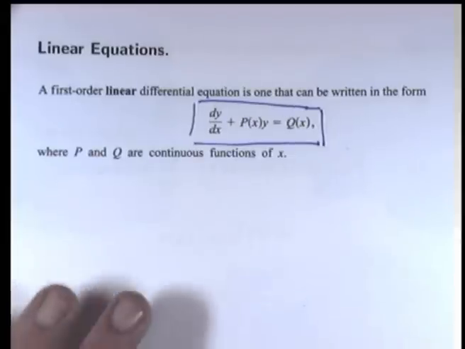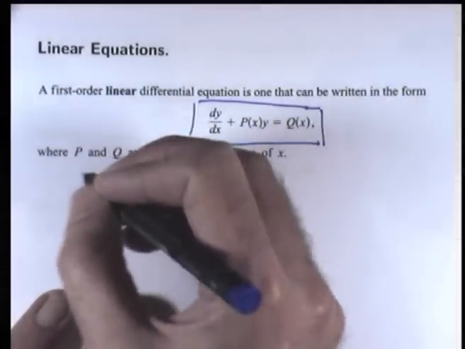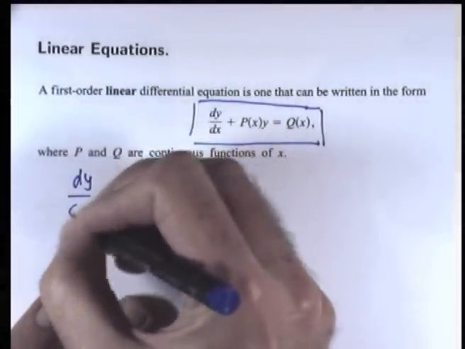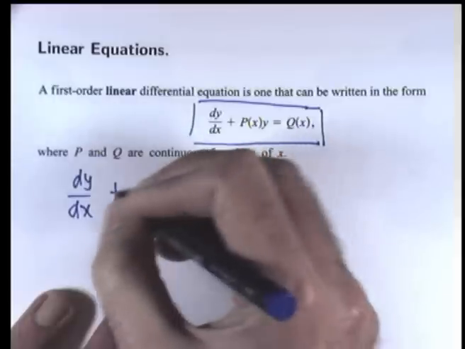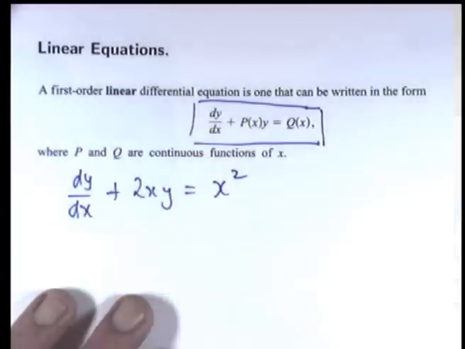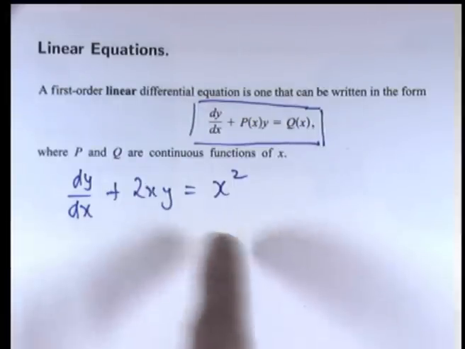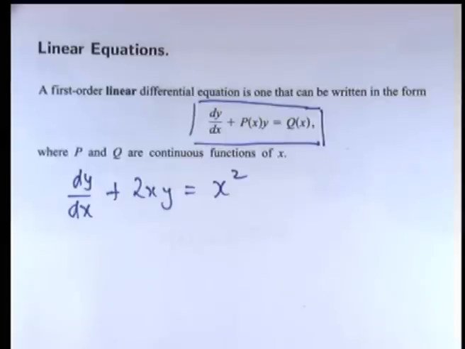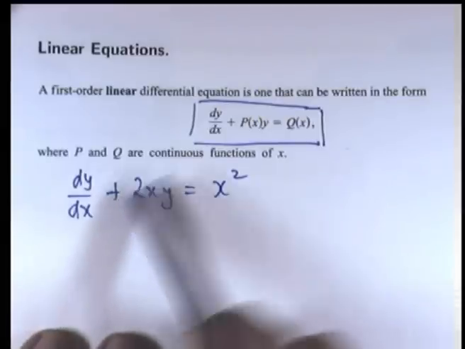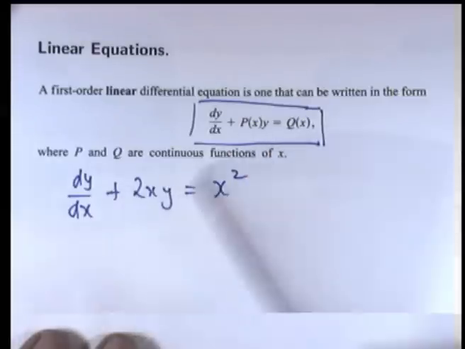Okay, so to give you an example, let's say I was looking at this ODE here. This is a linear ordinary differential equation. Here p of x would be 2x and q of x would be x squared.